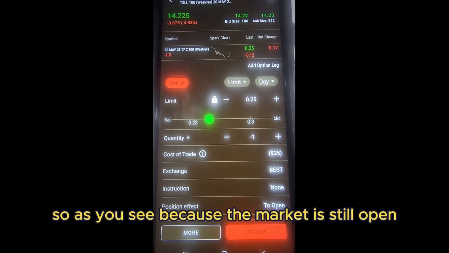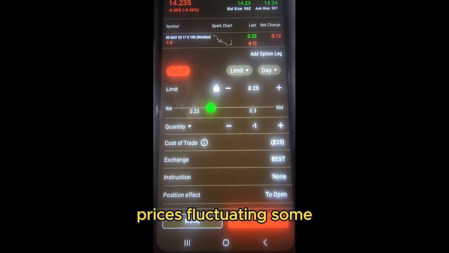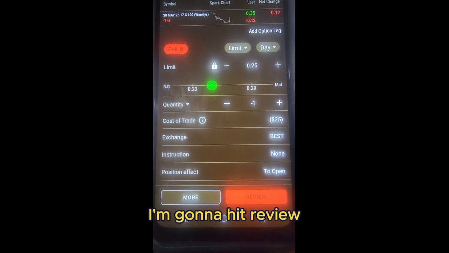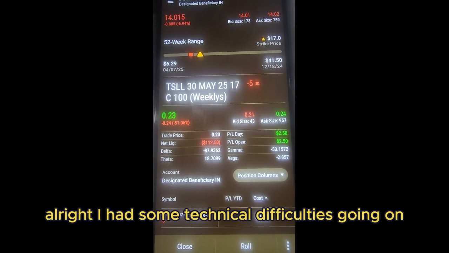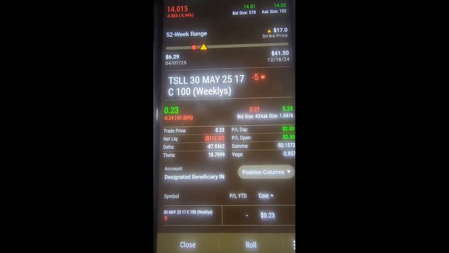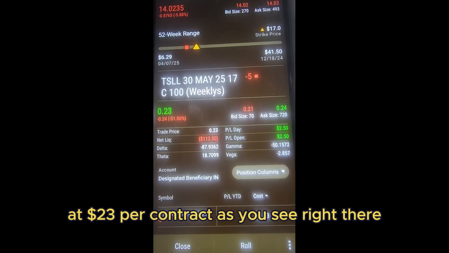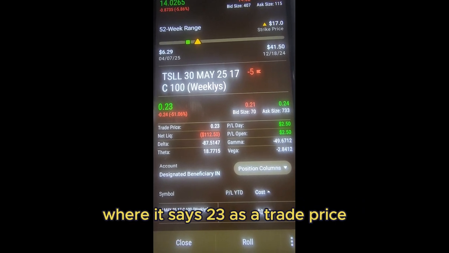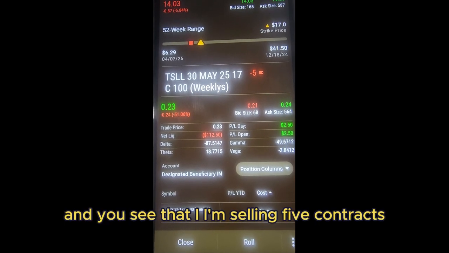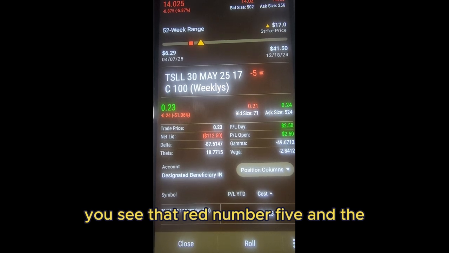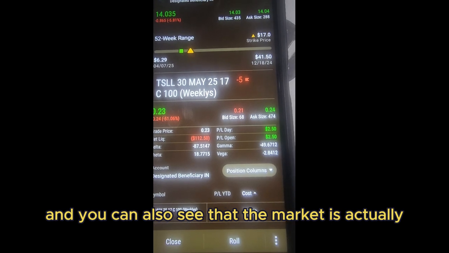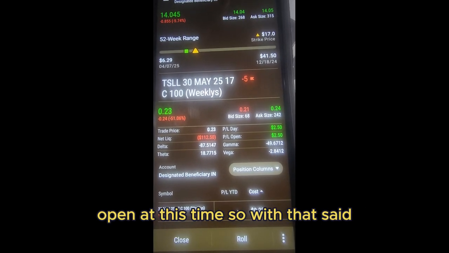So as you see, because the market is still open, the price is fluctuating some. So I'm going to try to get 25 for it. I'm going to hit review. Alright, I had some technical difficulties going on, but I did manage to sell all 5 of the contracts at $23 per contract. As you see right there where it says 23 as a trade price, and you see that I'm selling 5 contracts. You see that red number 5 and the red flag next to it, and you can also see that the market is actually open at this time.